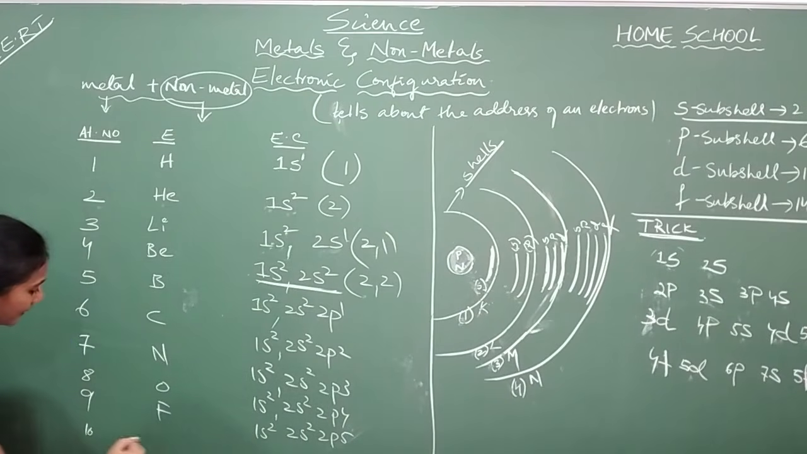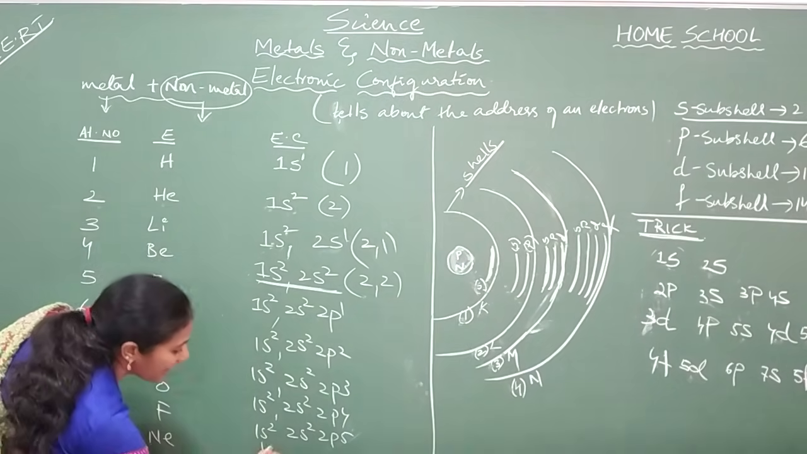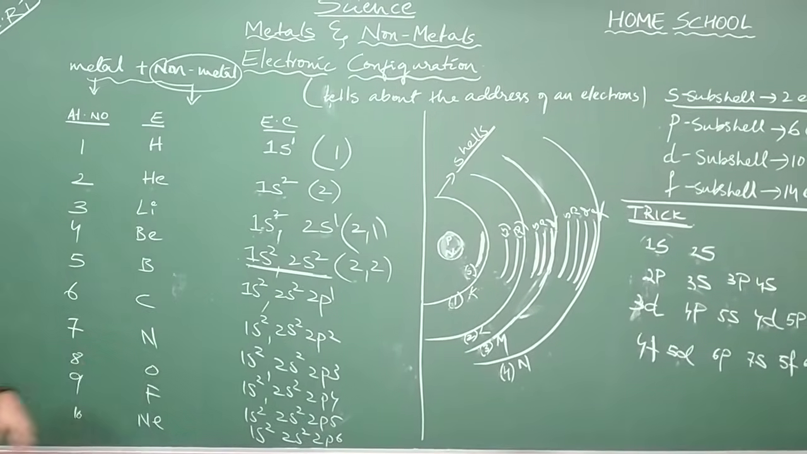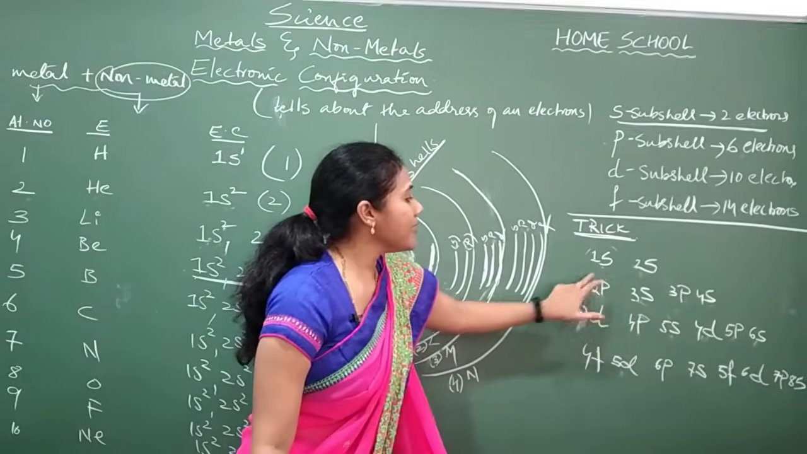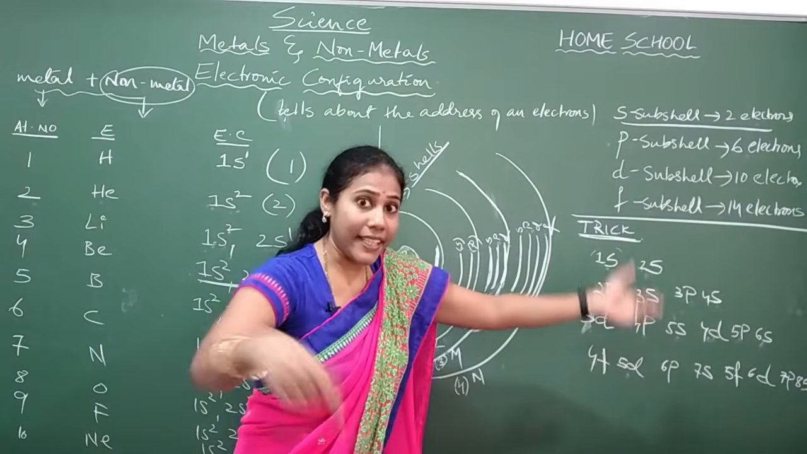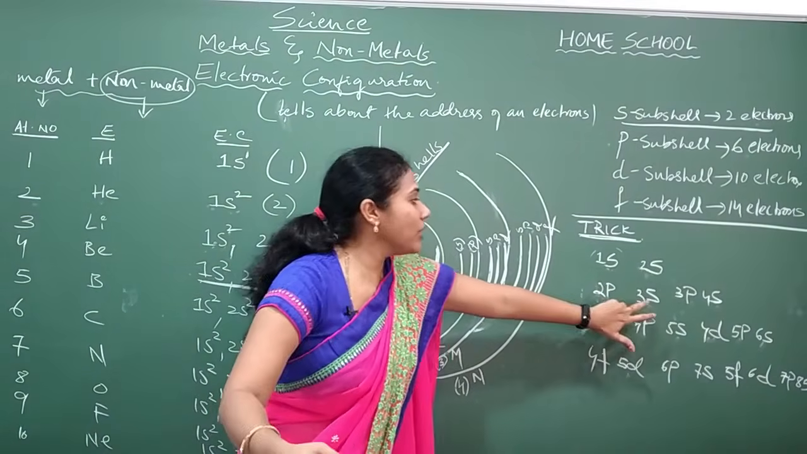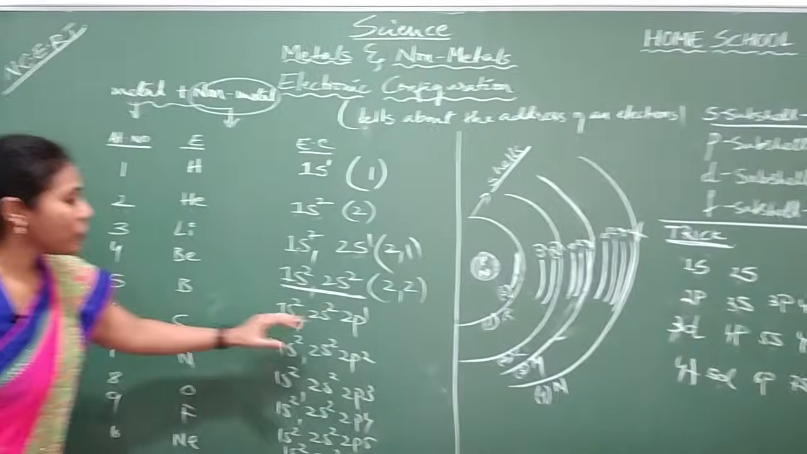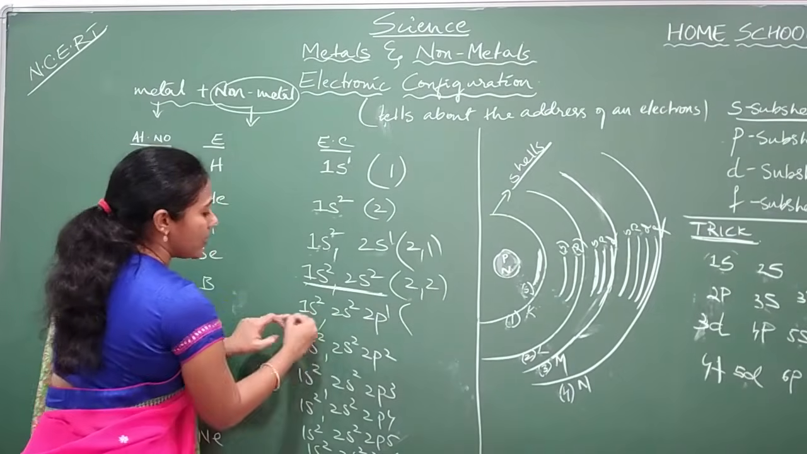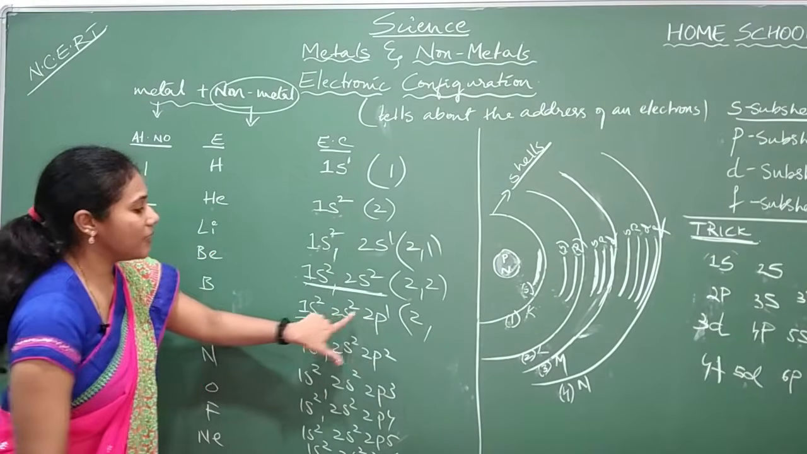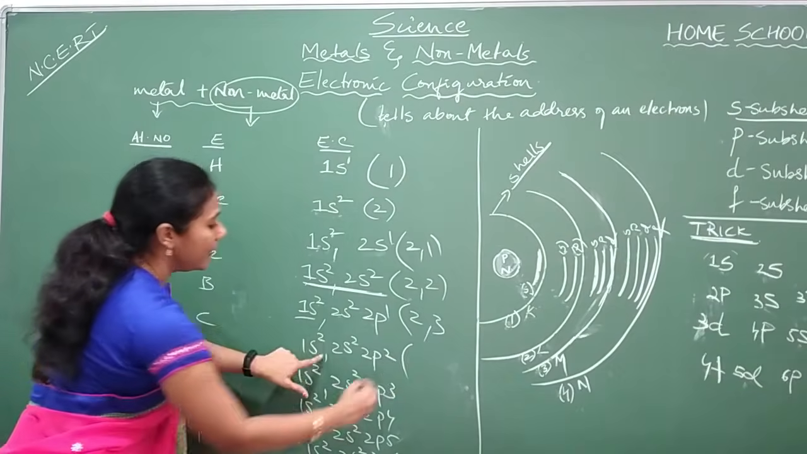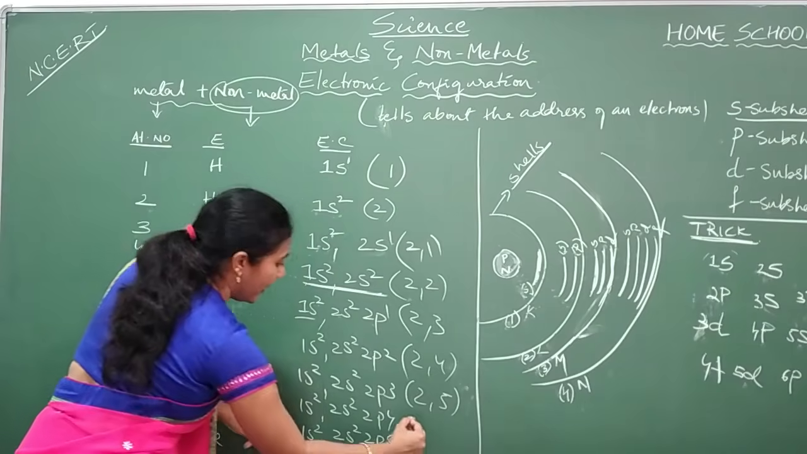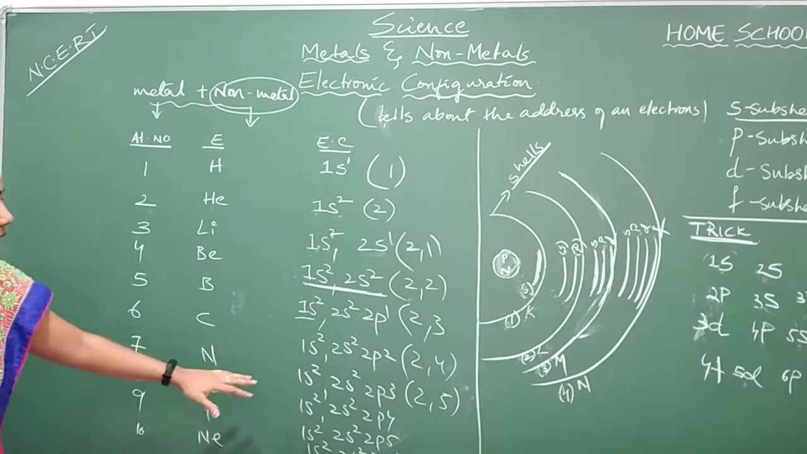Tenth element is neon. Electronic configuration 1s2, 2s2, 2p6. Now the 2p orbital is completely filled. In the next element, the last electron will enter the 3s orbital. So like that you should go on writing. Normally this you can write as first main shell 2, next shell, second shell, how many? 8, and here 2, 4, 2, 5. Like that you can gradually fill up.